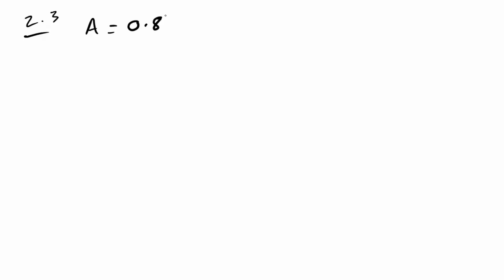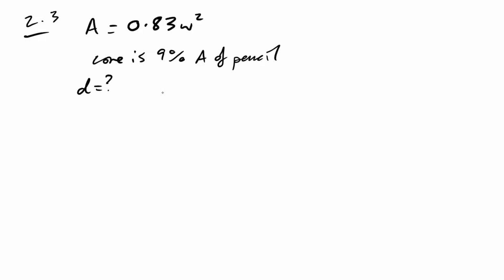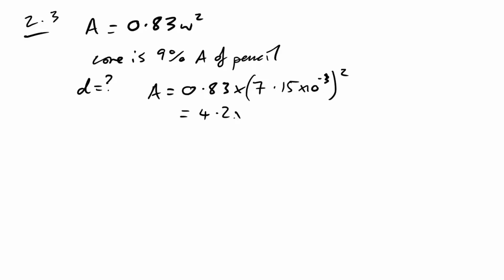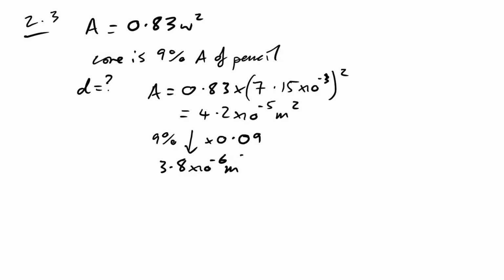We're given this equation. Area is equal to 0.83 times the width squared. Core is 9%, area of the whole pencil. And we're being asked to find what D is. Okay, so let's find out the area first of the pencil. So 0.83 times, well, the mean was 7.15, but that was millimeters. So we're going to times that by times 10 to the minus 3. That's got to be squared. That gives us an area of 4.2 times 10 to the minus 5 meters squared. But then 9%, that means we times by 0.09. And that gives us 3.8 times 10 to the minus 6 meters squared.